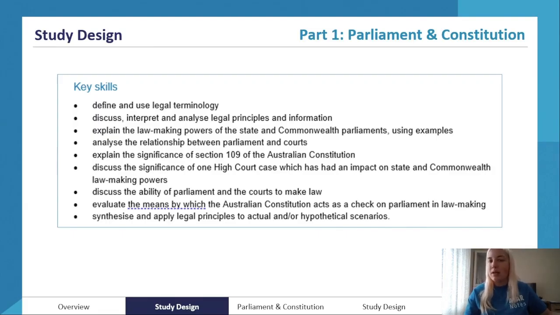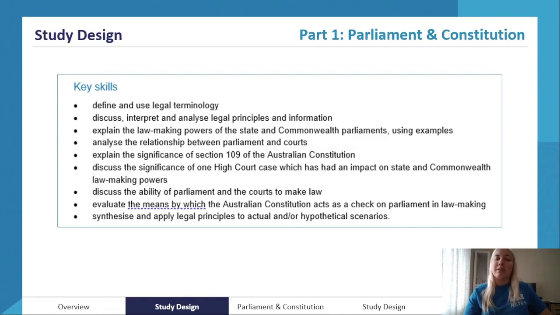So it cannot be random general points that you're using, or you won't get those marks. You won't get those marks for using the stimulus material. You will also have to be able to explain the lawmaking powers of the state and Commonwealth parliaments using examples. So this refers to your division of powers as exclusive, which belong to the Commonwealth Parliament, residual, which belong to the state parliaments, and concurrent, which are shared across both parliaments.